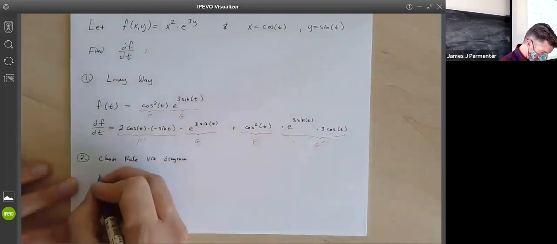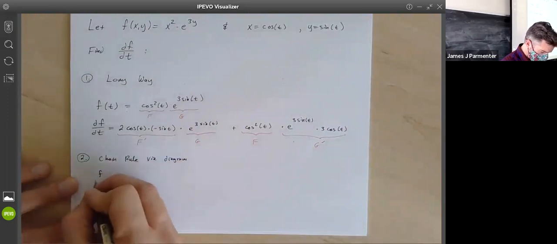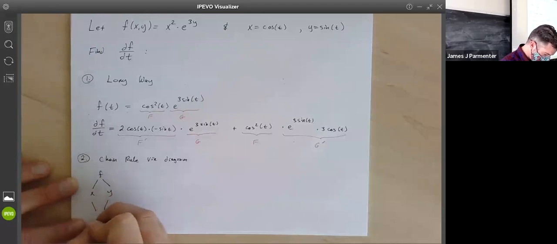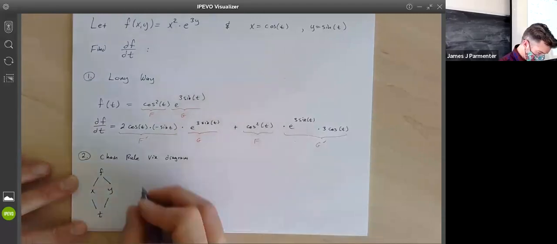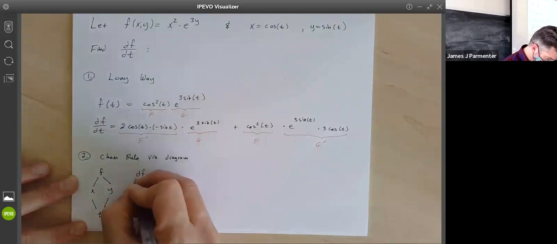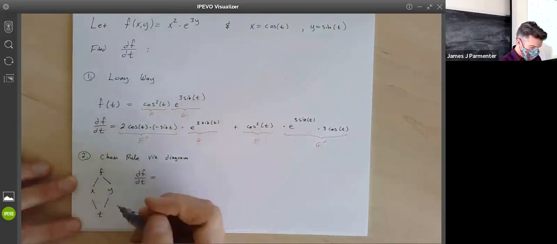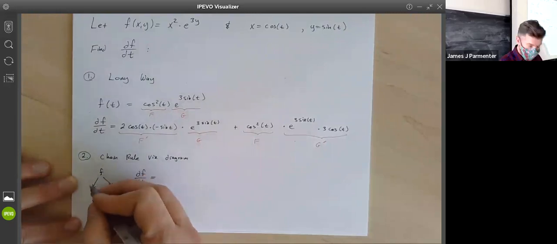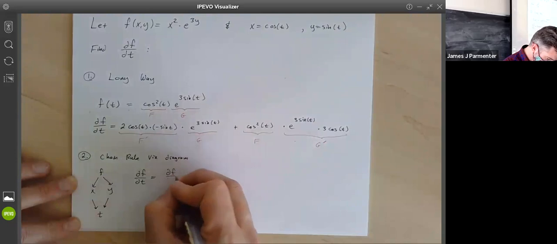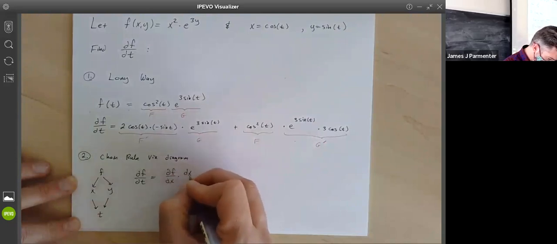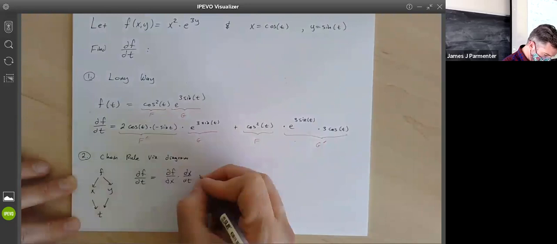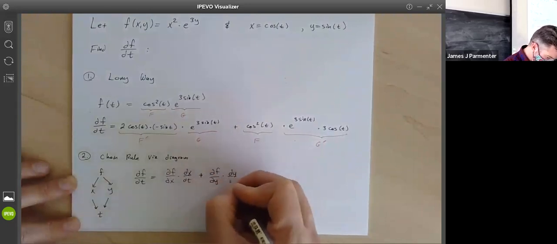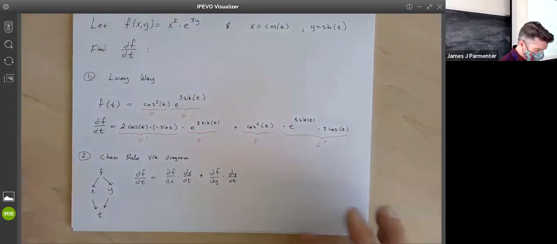So once again, just like last time, our top level function f depends on both x and y, and each of x and y depend on the same variable t. So we can say that df dt is equal to all the paths from f to t. So first the path through x is going to be del f del x times dx dt. And the path through y is going to be del f del y times dy dt. And then we have to find all of them.